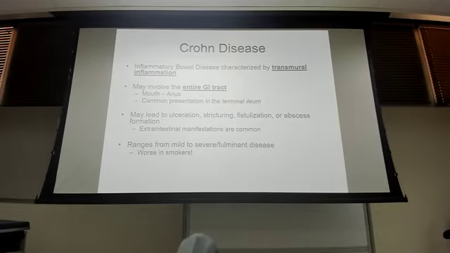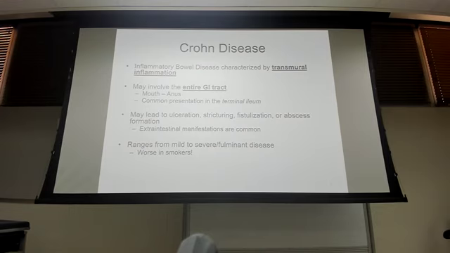So Crohn's, transmural inflammation. So it's the entire thickness of the bowel wall. That's what transmural inflammation means, the entire thickness of the bowel wall, which is different in Crohn's than ulcerative. Crohn's can affect any part of the GI tract. Mouth to anus is what we say, anywhere in the GI tract. Most commonly, it's going to be in the terminal ileum. Most common site, but it can be anywhere, mouth to anus.